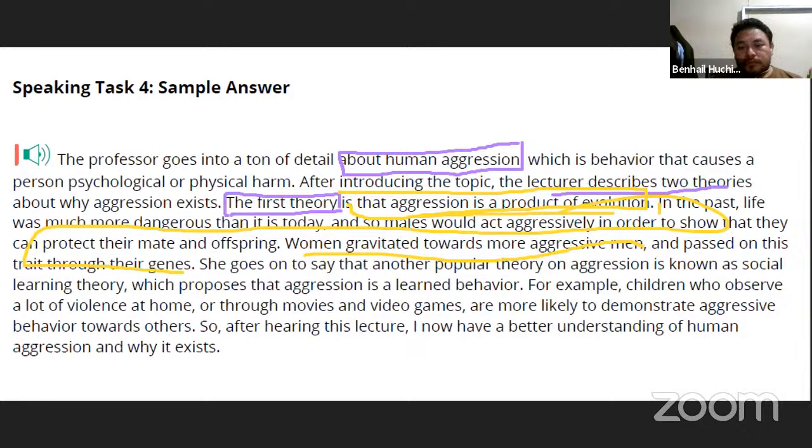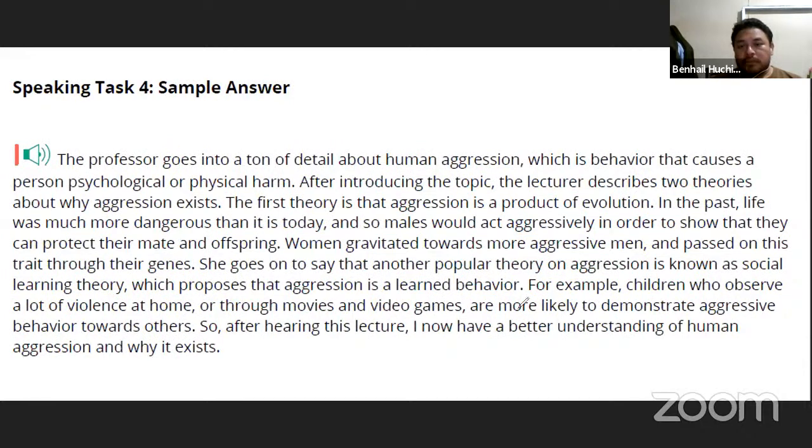Then she goes on to say that another popular theory on aggression is known as social learning theory. Here you can see how it starts. It starts with the signal word, the connector, saying, so she goes on to say that another popular theory on aggression is this one, social learning. And then it starts explaining how aggressive behavior is learned. For example, for instance, okay, to introduce it, children who observe a lot of violence at home, this and that, video games, more likely, and so on.